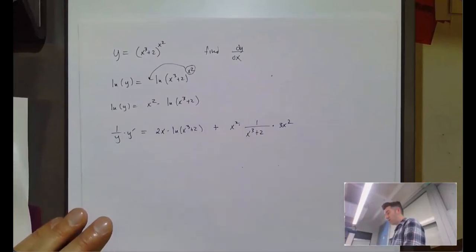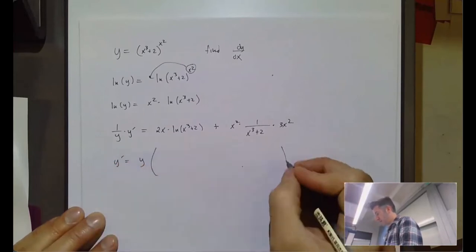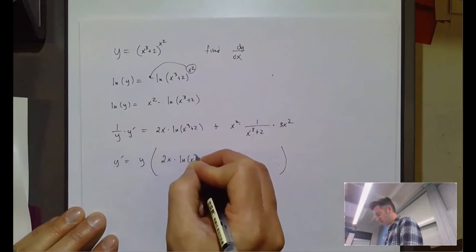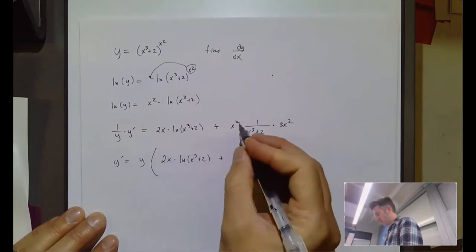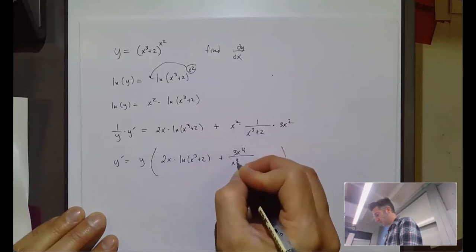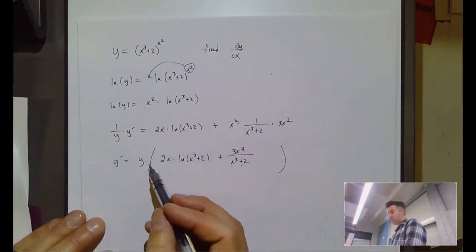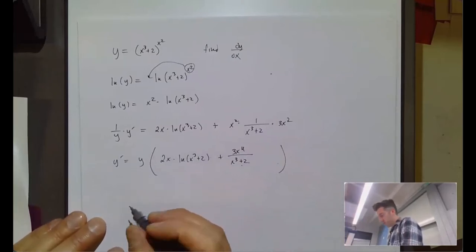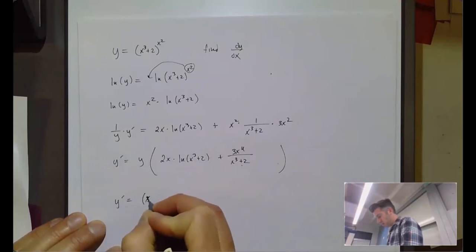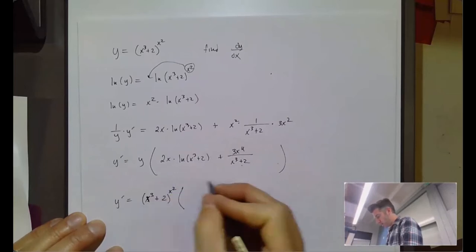We're almost done. Multiply both sides by y. You might simplify this a little bit. 2x times the natural log of x cubed plus 2 plus x squared times 3x squared is 3x to the 4th over x cubed plus 2. And then finally, and you could have done this all in one step, replace the y with what it's equal to. So that y prime is equal to x cubed plus 2 to the x squared power times all of that.